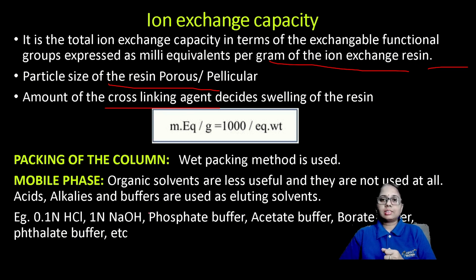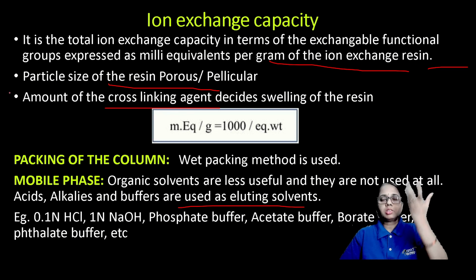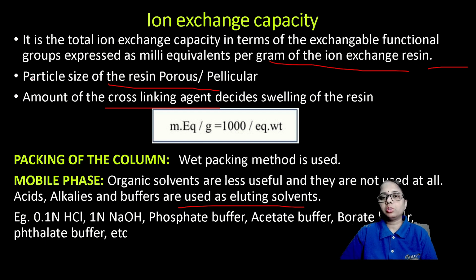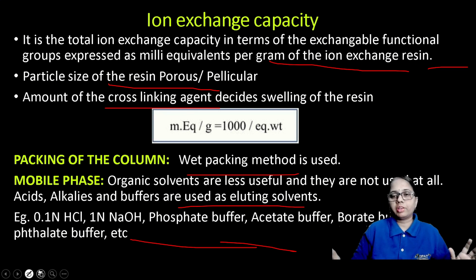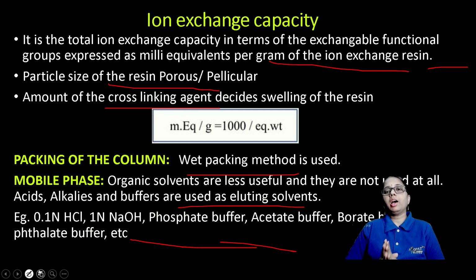Acids, alkalis and buffers are used as eluting solvents only. Organic solvents easily evaporate, so we do not use them; we use only acidic solutions, basic solutions, and buffer solutions in ion exchange chromatography. Examples are 0.1 normal HCl, 1 normal NaOH, phosphate buffers, acetate buffers, borate buffers, and phthalate buffers. All these buffers are used at different strengths in ion exchange chromatography.